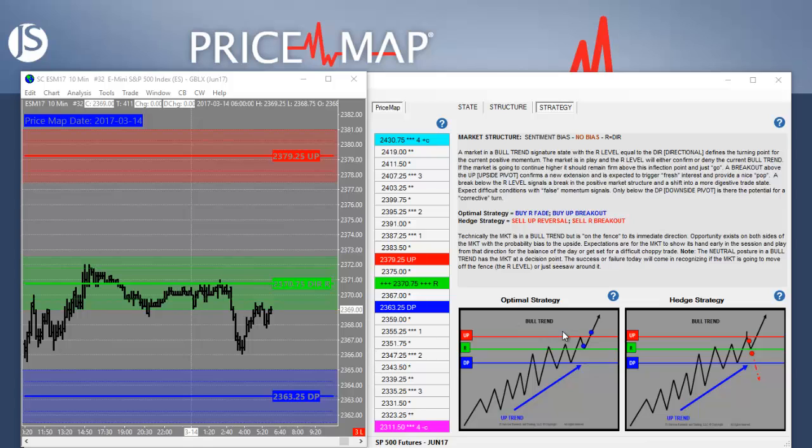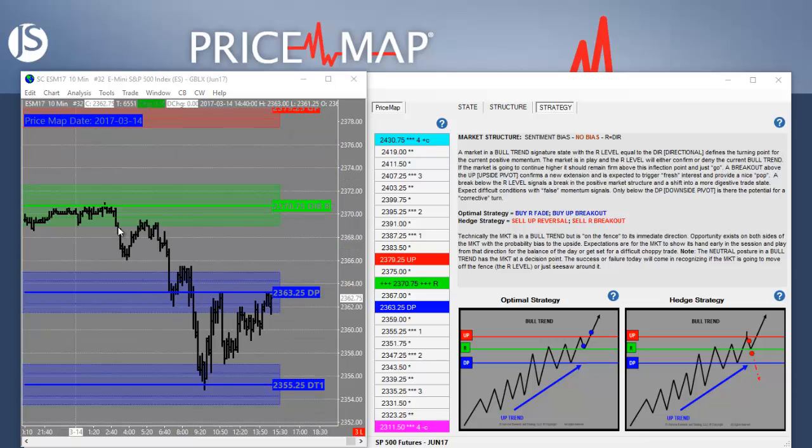Here we have a market in a bull trend, and price action is below our sentiment bias, or R level, which is our point of equilibrium for the session. And here we can see that the market is clearly in a hedge strategy theme. It has broken structure, making the optimal strategy theme not true. The bull trend has broken structure. It's no longer in a bull trend. It's in a hedge strategy theme, and we should align our trading tactics to that fact.